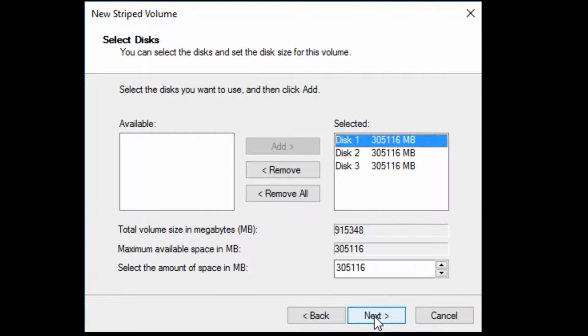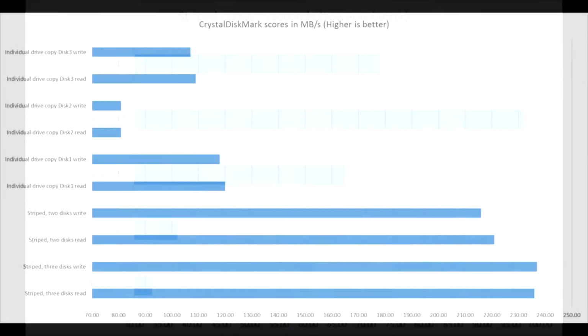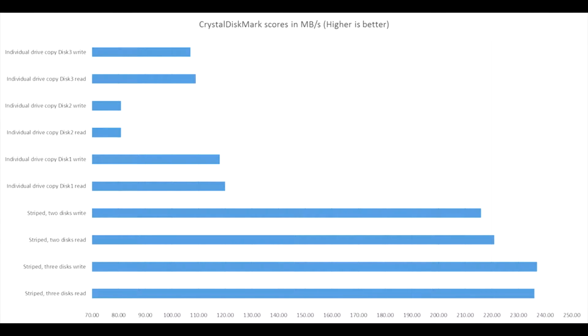I tried 2 disks first and got these results for a write speed test. 37.5 seconds. That's almost half the time it took me to copy the same file to the fastest single drive. I also got these results for CrystalDiskMark, which is impressive. 221 megabytes per second read and 216 megabytes per second write. Comparing these to the baseline, it looks pretty great.